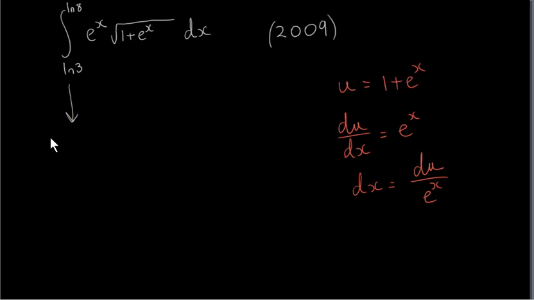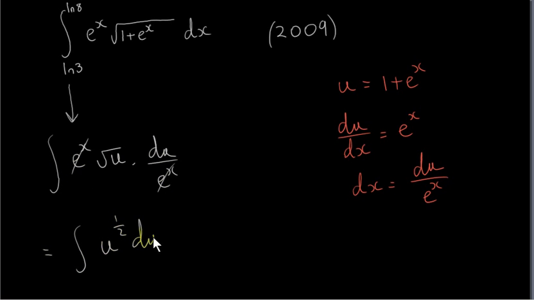So now our integral becomes the integral of e to the power of x times the square root of u times dx, which is du over e to the power of x. And these e to the power of x's cancel out. So basically we're integrating u to the power of a half with respect to u. So we add 1 onto the power to get 3 halves, and we put this over 3 halves. Well, 1 over 3 halves is 2/3.